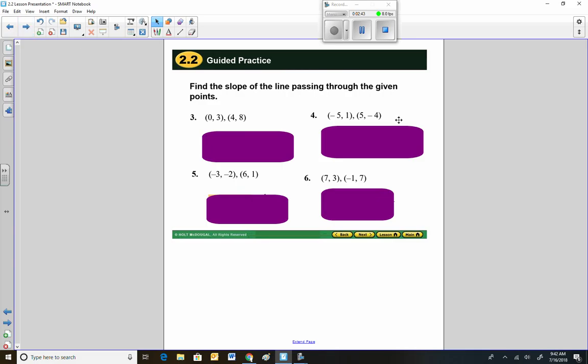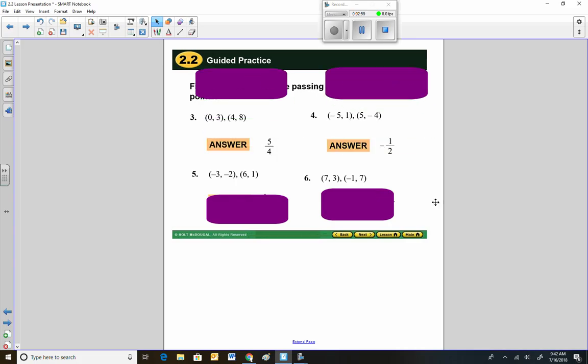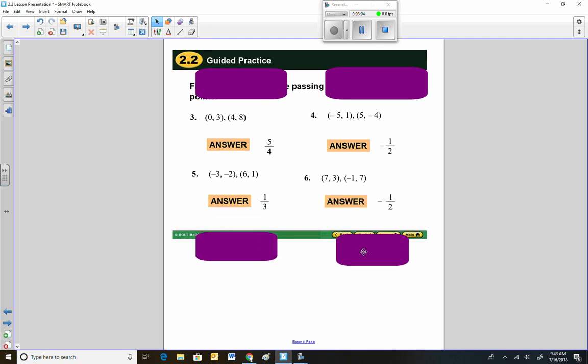Here we have some more questions for you to practice. Could you please try numbers 3 through 6? Find your slope for all 4 of these. Pause your video. Welcome back. For number 3, you should have been able to find a slope of 5/4. Number 4, -1/2. Number 5 was 1/3. And number 6 was -1/2. Make sure you show all your work.